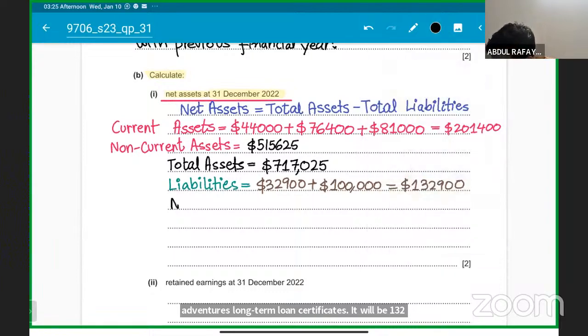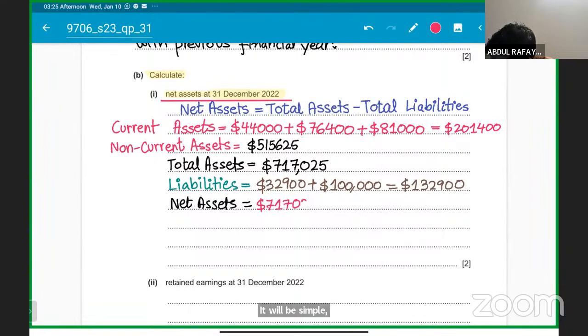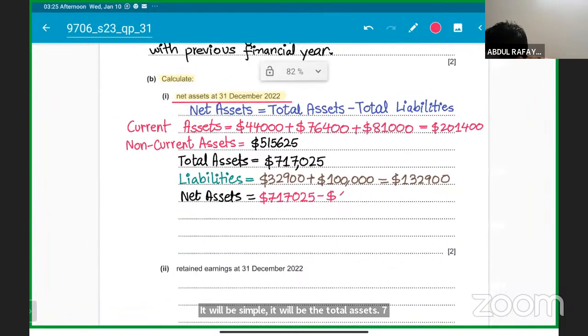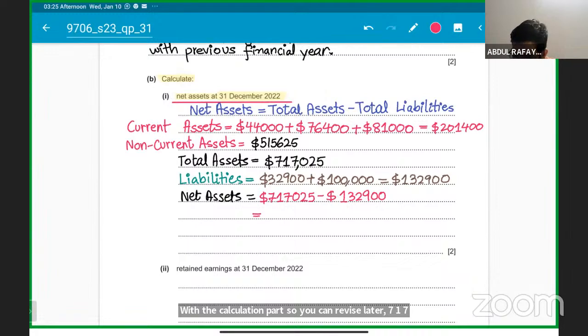So here we go, sir. The net assets will be simple to find out. Everyone following that? Clear? Net assets will be the total assets 717,025. Make sure you take down notes and take a screenshot as well once I'm done with the calculation part so you can revise later. 717,025 minus 132,900. This is coming as 584,125 as the total net assets. Okay, everyone got it? 584,125.